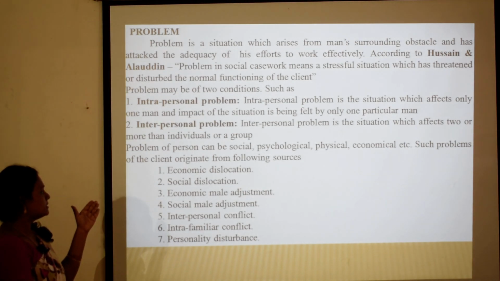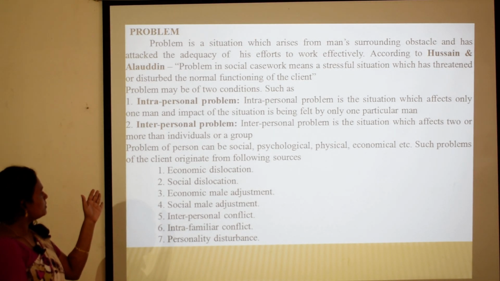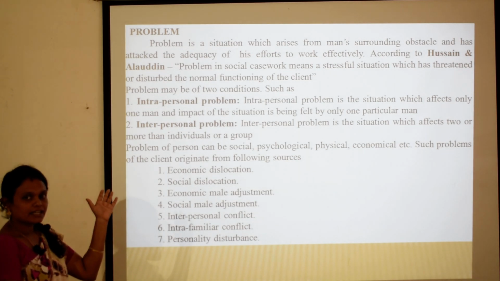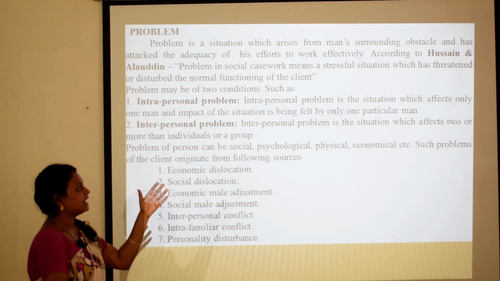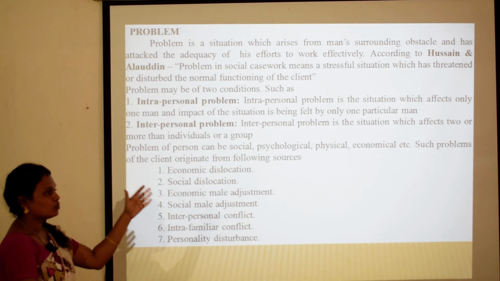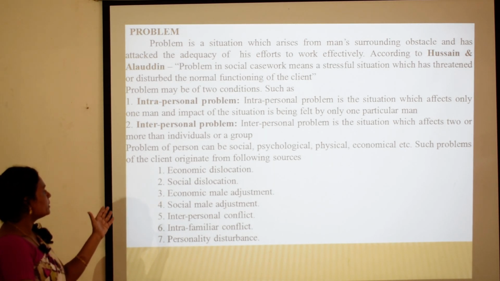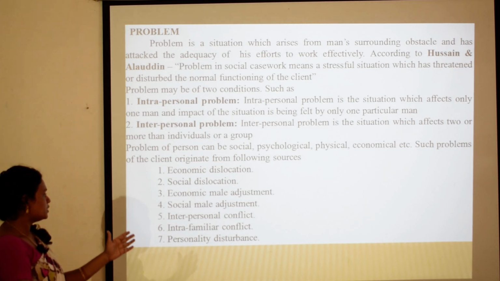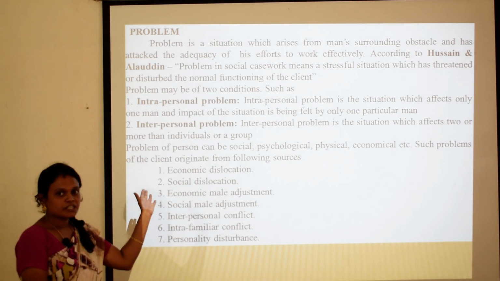Then the problem of a person can be social, psychological, physical, economical. Such problems of the client originate from the following sources. So the client has problems that are social, psychological, physical and economical. So they seek help with any of these. So they come under the sources of economic dissolution, social dissolution, economic maladjustment, social maladjustment, interpersonal conflict, interfamily conflict, personality disturbance. So it can be economic dissolution.